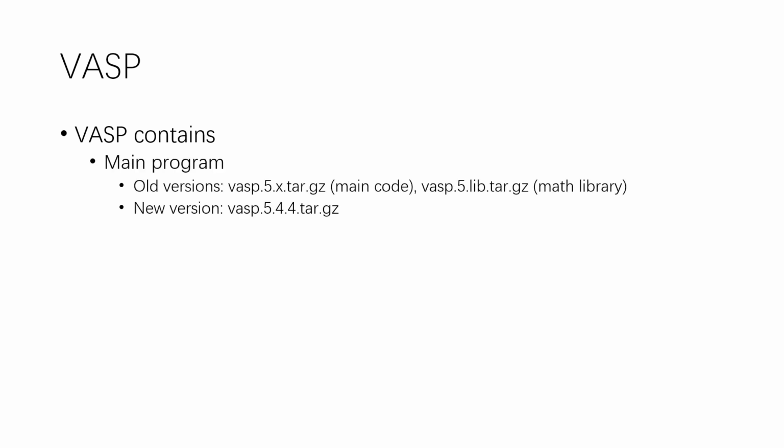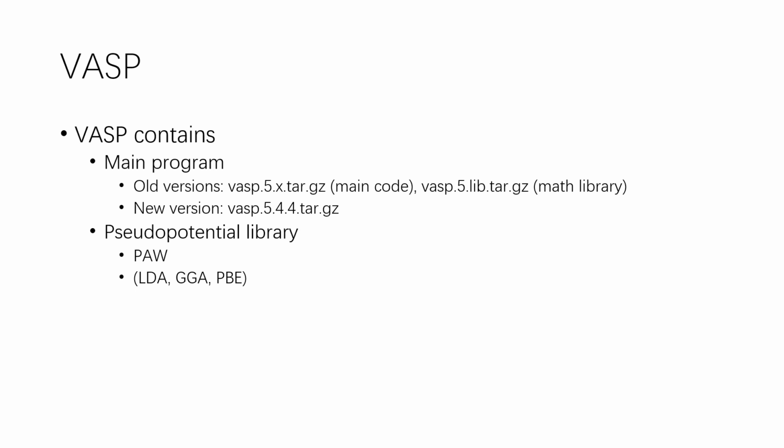VASP contains the main program, and in the old versions it is divided into a main code and a math library, and in the new version it is compressed into a single file. And apart from the main program, you also get a pseudopotential library in the distribution, and in the new version it is only of the PAW type, but you can find pseudopotential libraries for different functionals like LDA, GGA, and PBE.